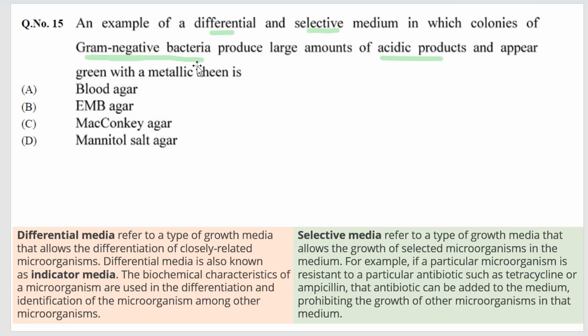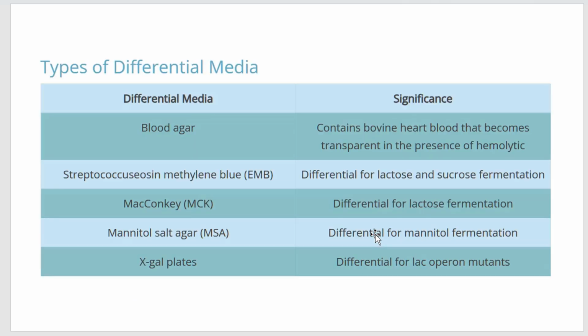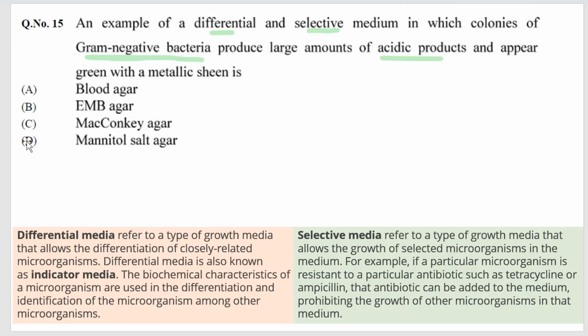So in the question, first of all, they have asked for gram-negative bacteria, and here we see that mannitol salt agar is used for gram-positive bacteria. So we will straight away reject this option, and the other three we can look into.